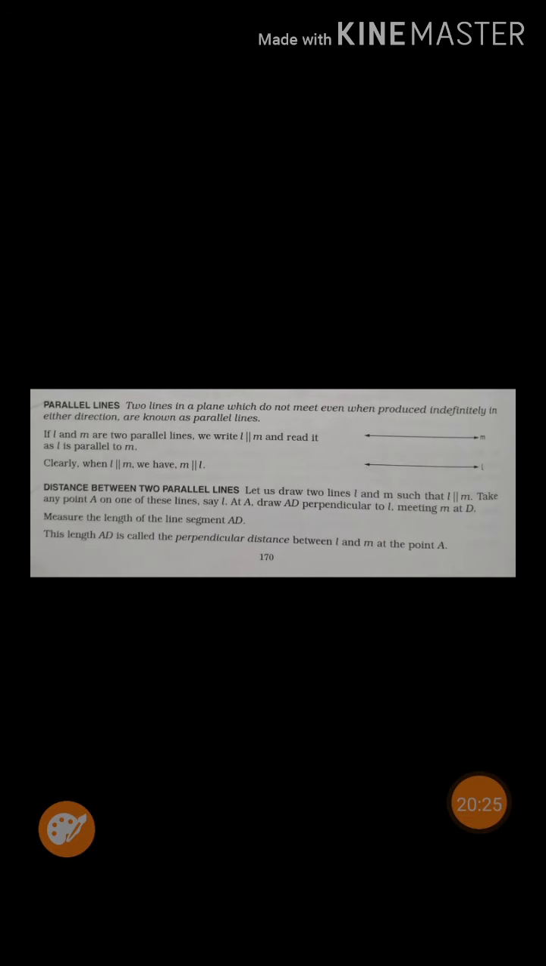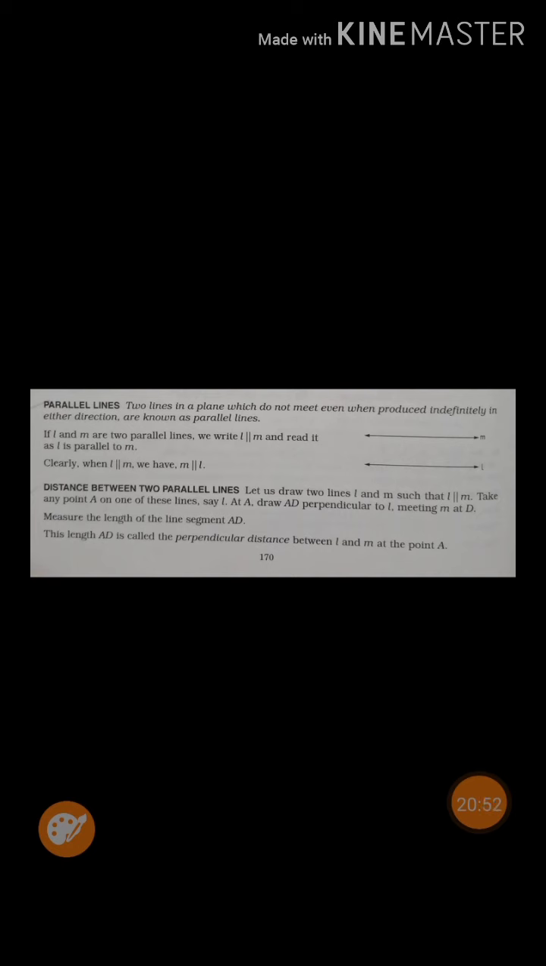So their definition is given: two lines in a plane which do not meet, meaning intersect, even when produced infinitely, without any limit. Even though they are not meeting or intersecting each other in either direction if we are producing them, these lines are parallel lines.